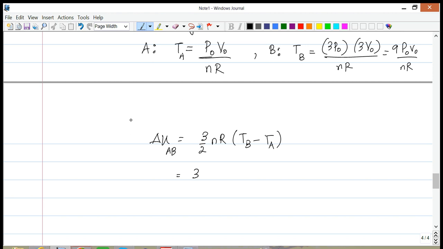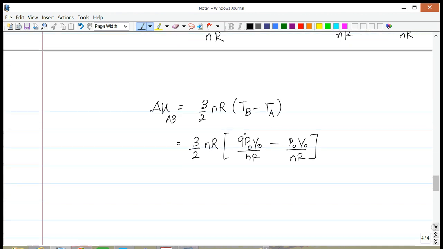Very good. So let us substitute for each of the terms. So it will be 3/2 nR. T_B is equal to 9 P0 V0 divided by nR minus P0 V0 divided by nR. Okay, so this is equal to 8 P0 V0 over nR, and so we have 3/2 nR times 8 P0 V0 divided by nR, and you see the nRs cancel out. Okay, well, the 2 gives me a 4, and 4 times 3 is 12 P0 V0. So this is the change in the internal energy for the gas.